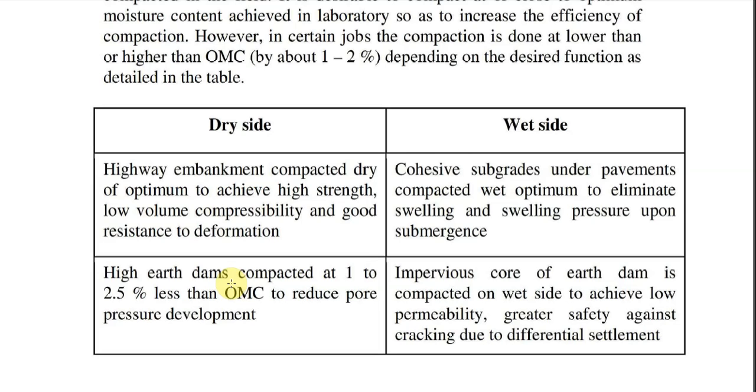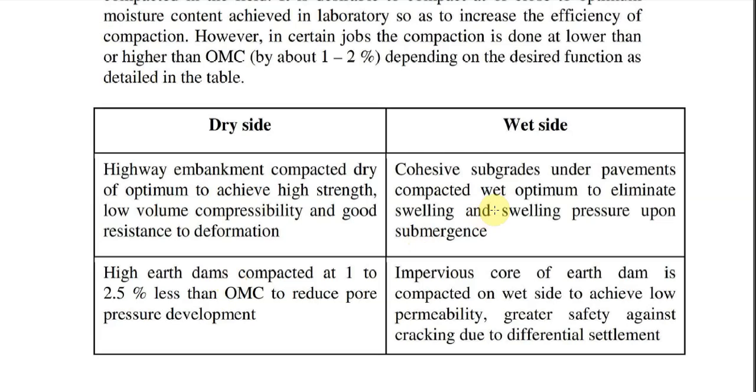So in earthen dams, we desire to have less pore pressure, and that's why we compact the soil dry side of the optimum. Less pore pressure is desired because water is stored on one side of the dam, and some water is seeping through the dam. If the pore pressure is high, that will lead to failure of the dam. That's why we desire to keep less pore pressure in the earthen dam.